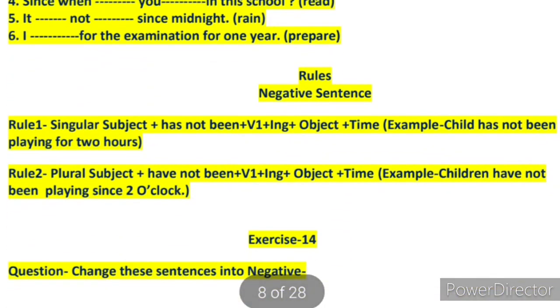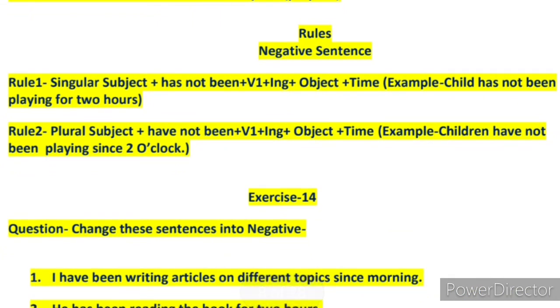So now next is the rule for negative sentences. Rule 1, singular subject. We will just add not in between has been. It means has not been and have not been.